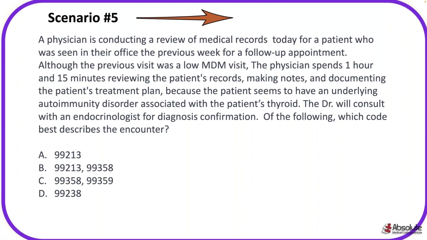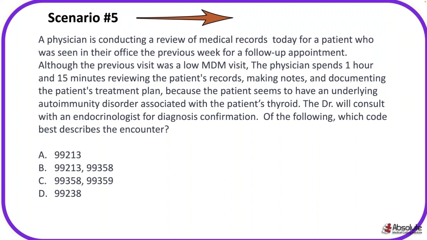Of the following, which code best describes the encounter? Is it A, 99213; B, 99358; C, 99358 and 99359; and finally D, 99238?